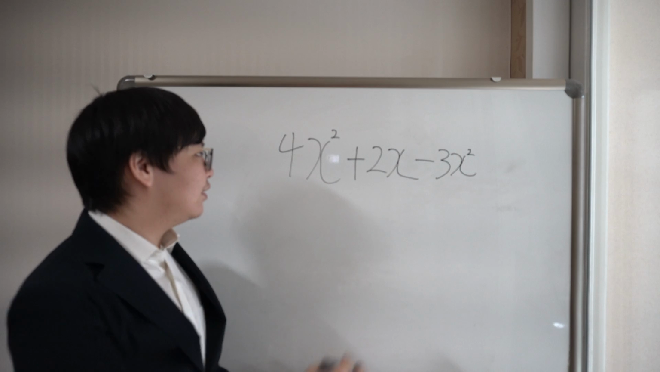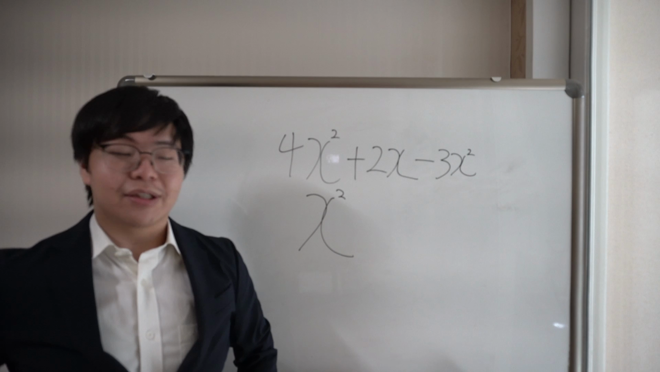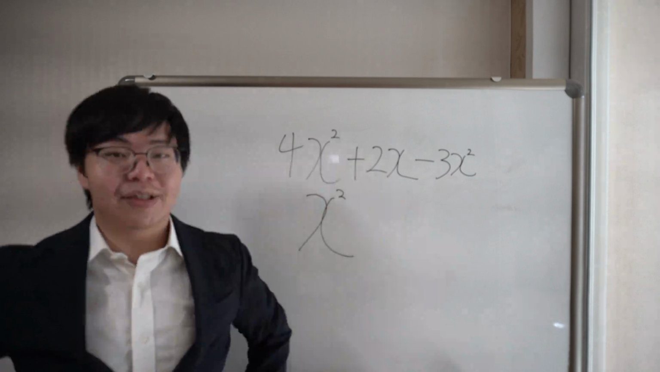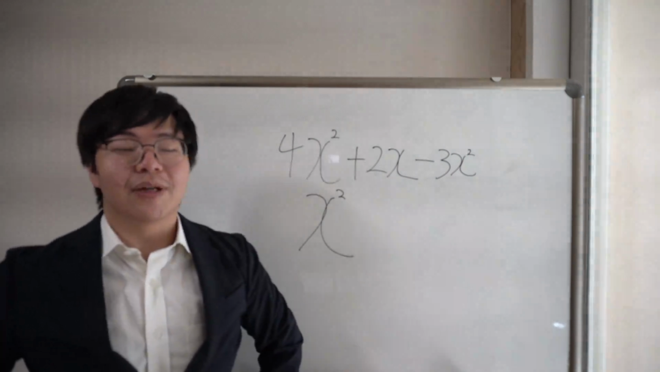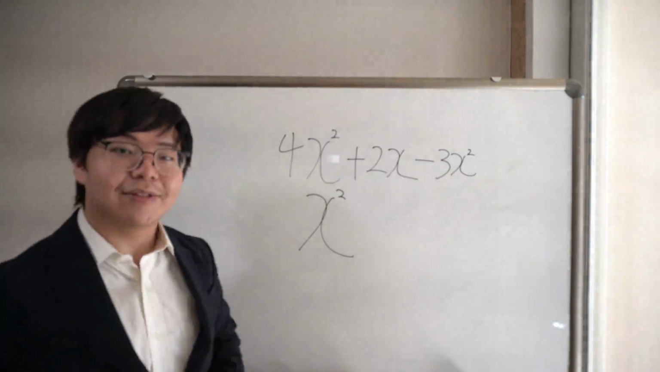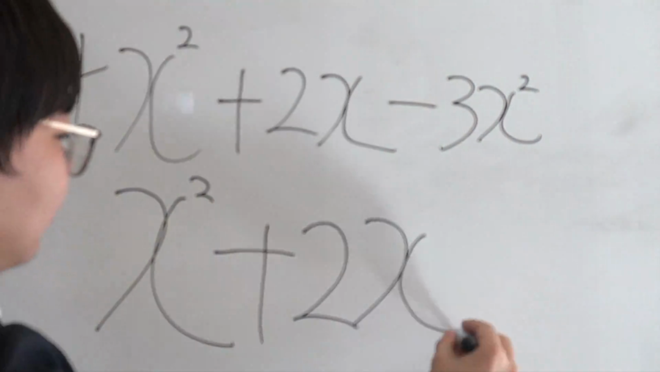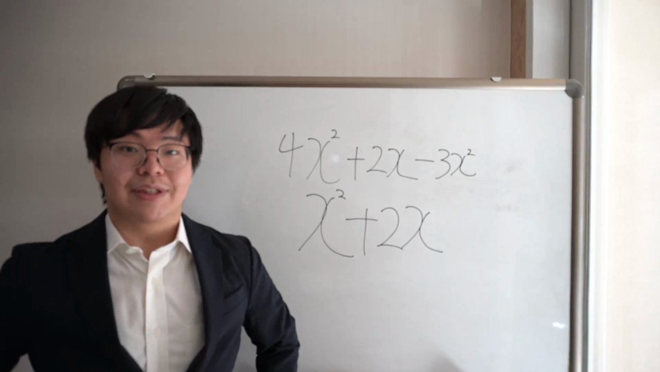So basically, we get x squared, and since 2x didn't have anyone to do addition or subtraction with, we just write it at the end. This was very simple, right?